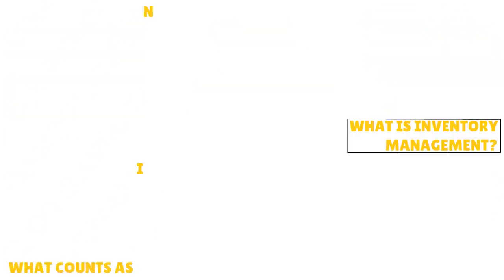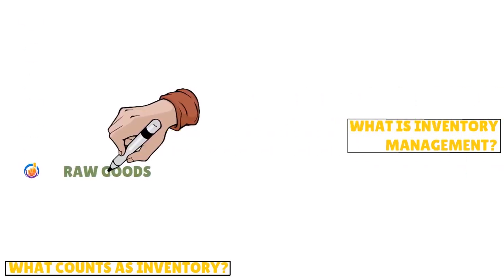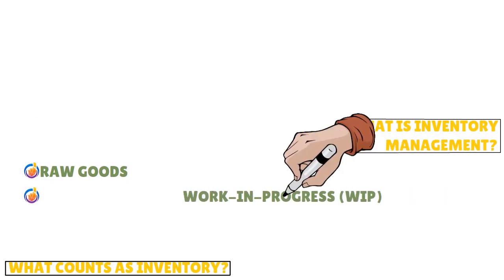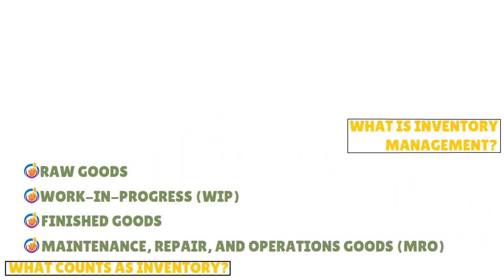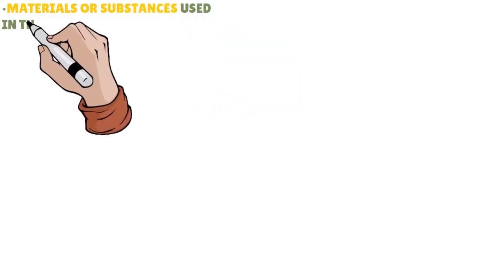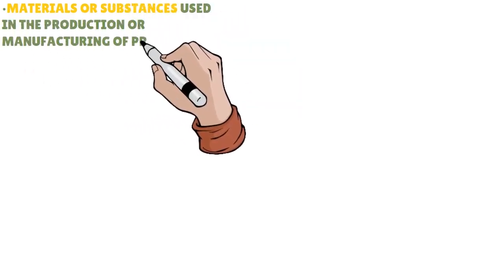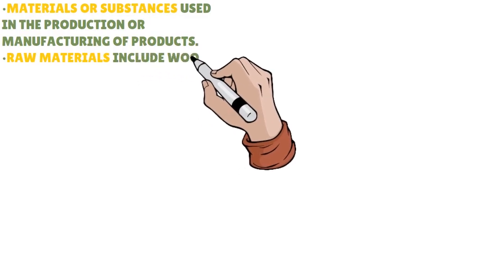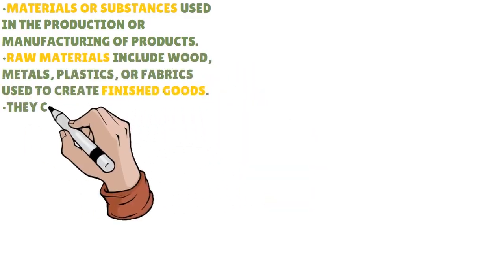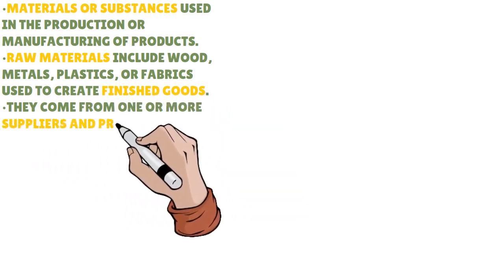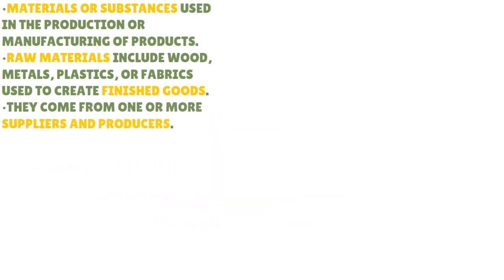So what counts as inventory when you think about inventory management? With the inventory, you have raw goods, in other words, raw materials. You have work in process. You have finished goods, and you also have maintenance, repair, and operations goods, okay, MRO. When I speak about raw goods, those are materials or substances used in the production or manufacturing of products. Raw materials include wood, metals, plastics, or fabrics used to create finished goods. They come from one or more suppliers and producers.